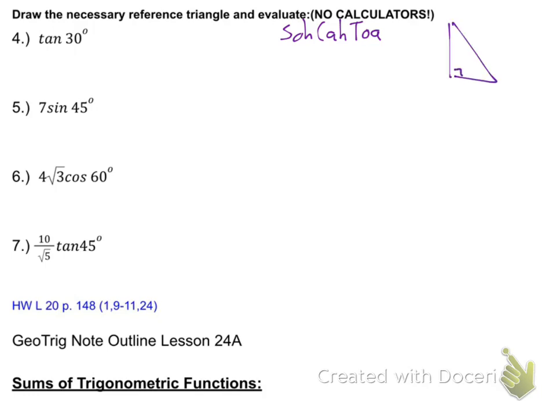So that's 45, 45, 1, 1, square root 2. And 30, 60, 90: 1, 2, square root of 3. Those two triangles, I just drew them real quick, with SOHCAHTOA there, so that if I'm at 45, I know what's opposite, what's adjacent, what's hypotenuse, and so forth.